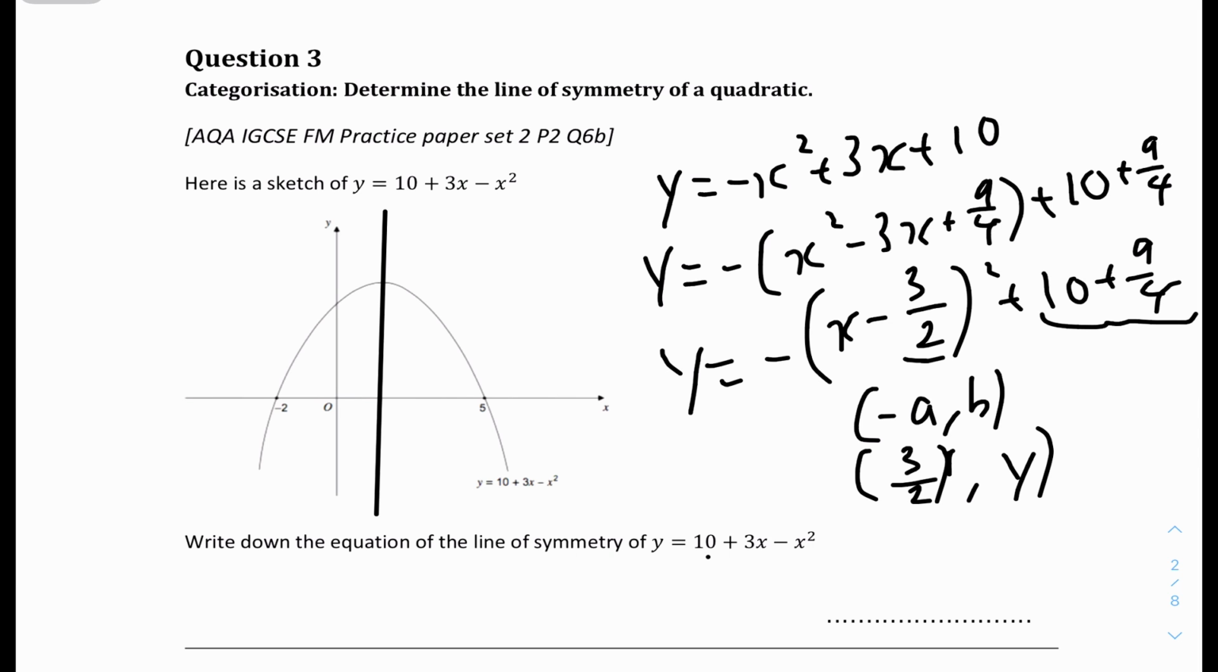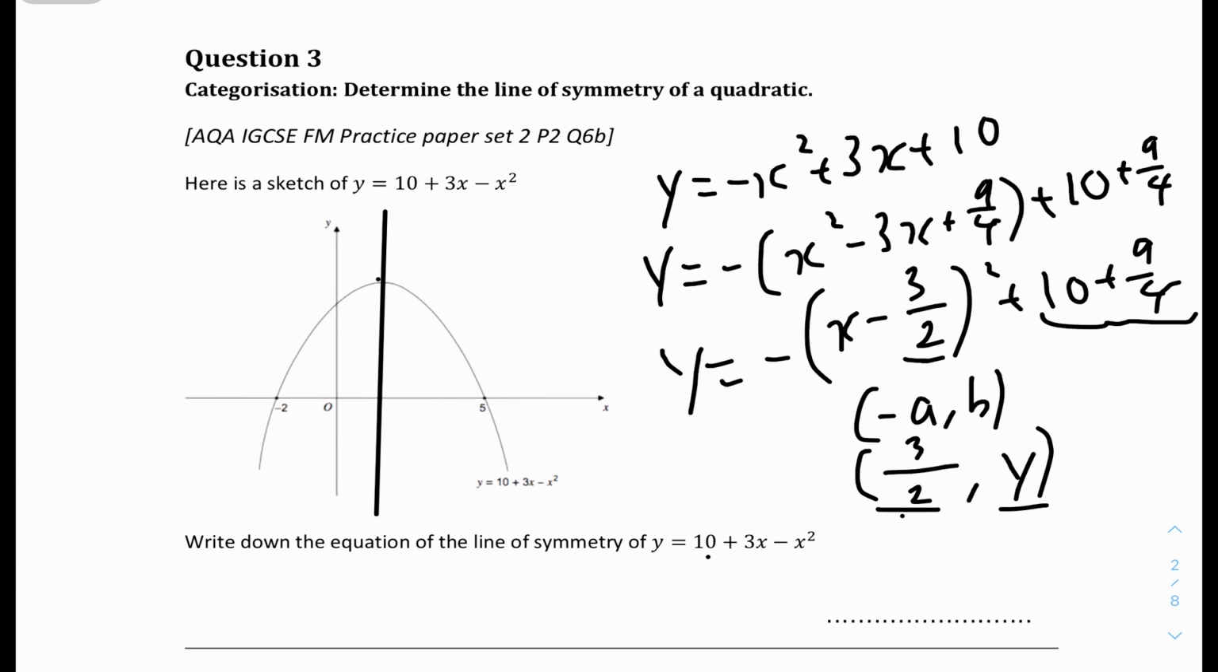Let me just rub this out. 3 over 2 and this. So we have this x value and the y value for the maximum point. And basically we have to draw a straight line on the x equals this value right here to know that this is a line of symmetry.